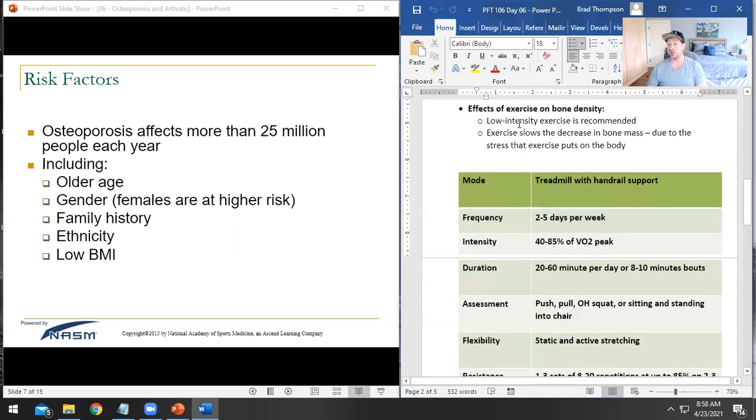Now, we do know that generally when it comes to exercise, we want to focus on low intensity exercise. We don't want to go too high on the intensity here.